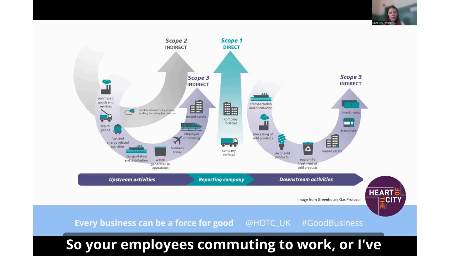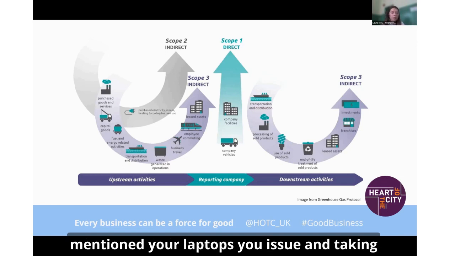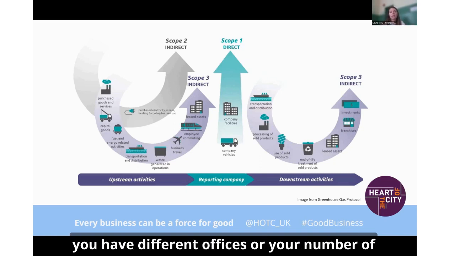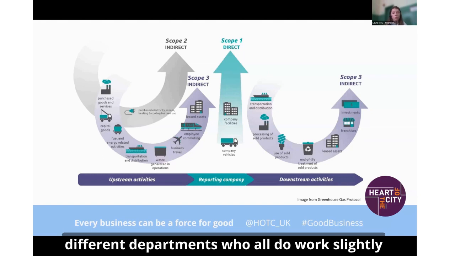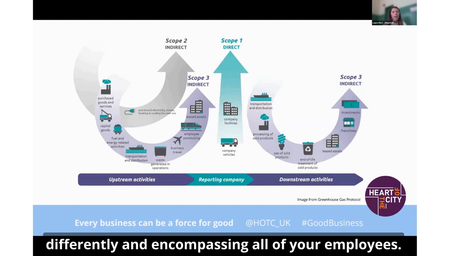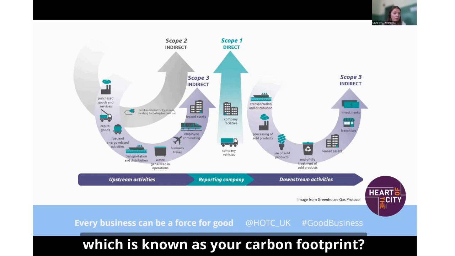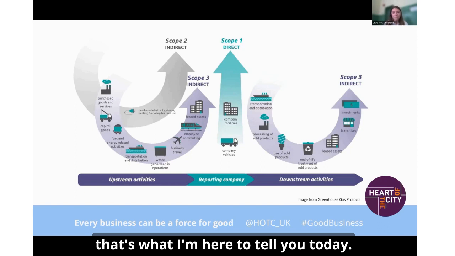But the complex part really is understanding how you take your day-to-day business operations and your business as usual, so your employees commuting to work, or the laptops you issue, and taking that from a number of different sites. If you have different offices or different departments who all do work slightly differently, encompassing all of your employees, how do you take all of that activity and turn it into one number at the end, which is known as your carbon footprint? It can seem overwhelming at first, but that's what I'm here to tell you today.